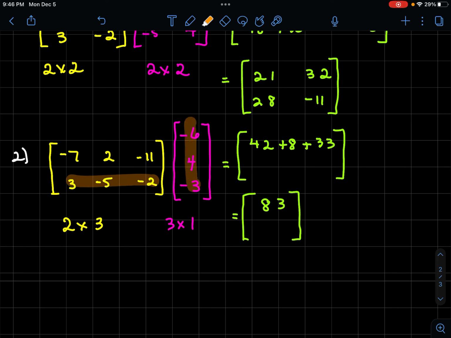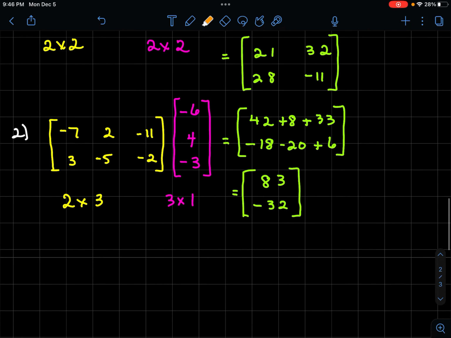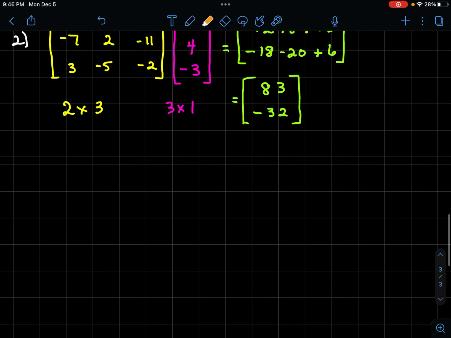We will do this again by taking the bottom row times our column, and that will give us our new number that goes in the bottom of our product matrix. So 3 times negative 6 gives us the negative 18 that you see. Negative 5 times the 4 gives us the negative 20 that you see. And then negative 2 times the negative 3 gives us the plus 6. And when we combine that up, we get negative 32. So there is the matrix of this product. So we took two matrices that had bigger dimensions, and whenever we multiplied it, we got a much smaller matrix with its dimensions. We're going to take a look at one more example.